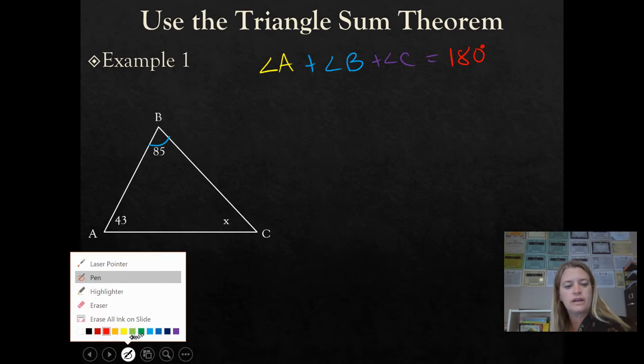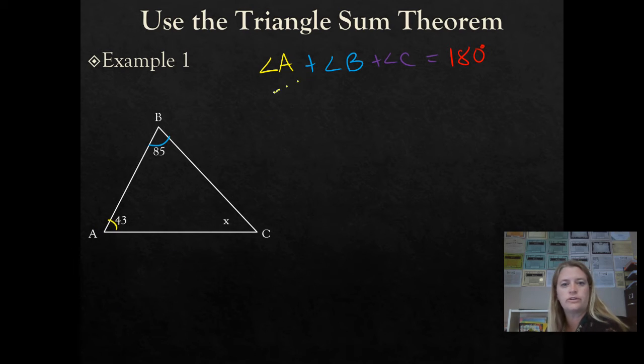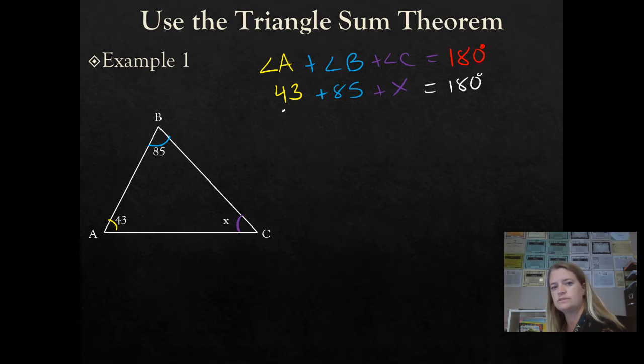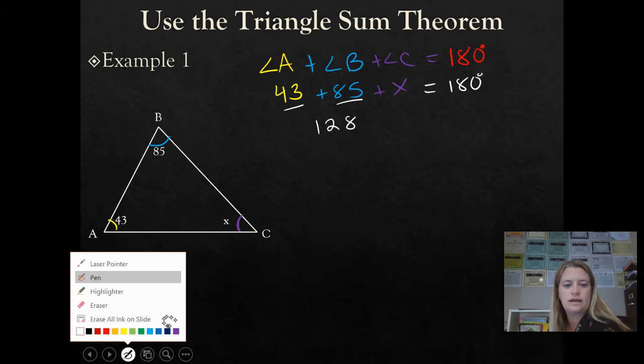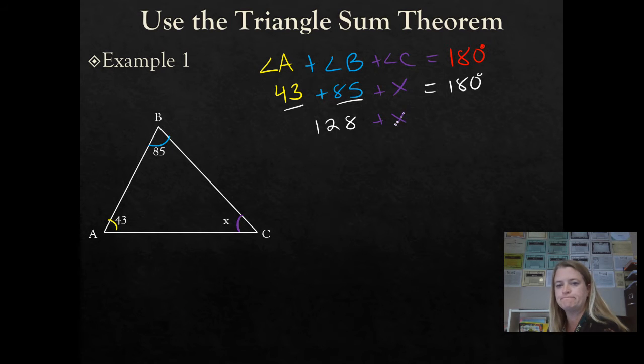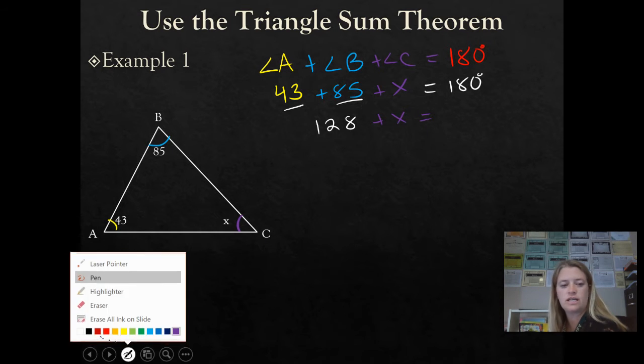All right, so we're going to take angle A, and we know angle A is 43 degrees. So I'm just going to say 43 plus our B, which is 85, plus our C. We don't know what C is, so we're going to just use X. Plus our X has to equal 180 degrees. The first thing we're going to do is add these two numbers up, and you get 128. And then we still have our X that we need to find, has to equal that 180.